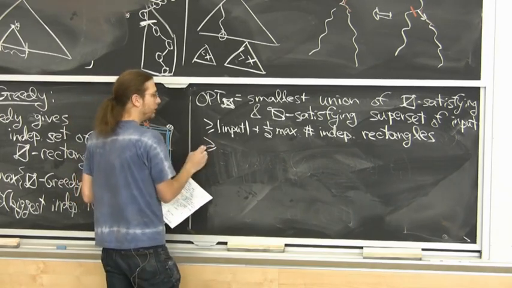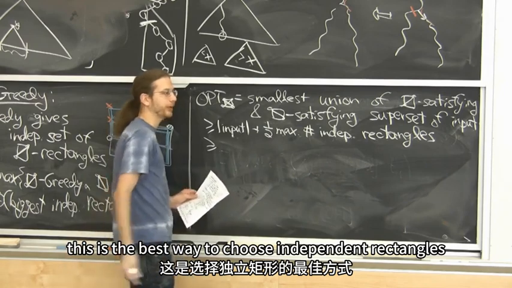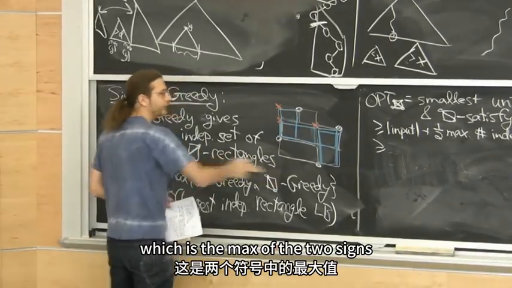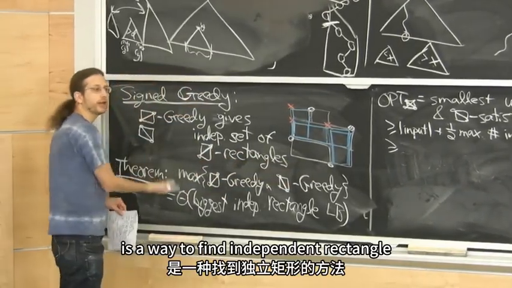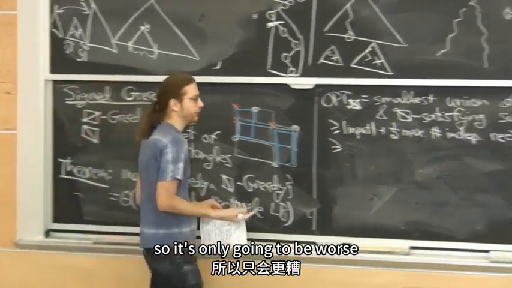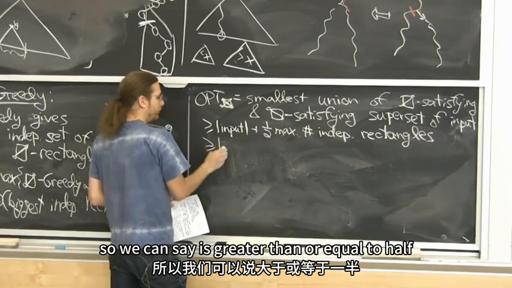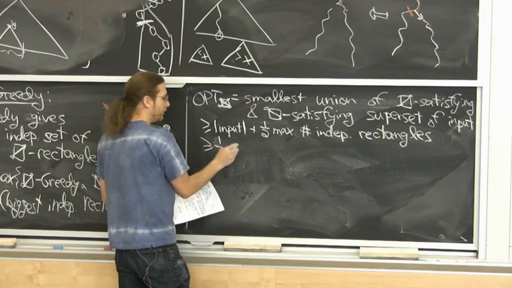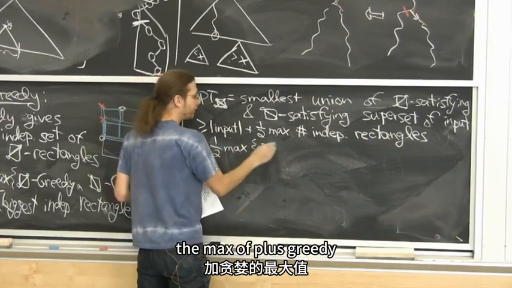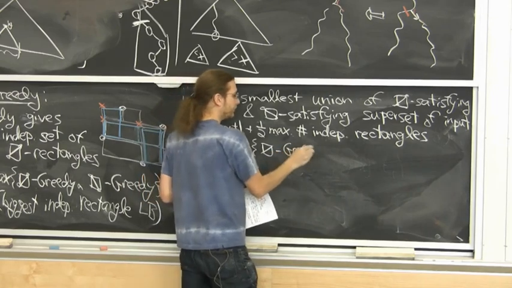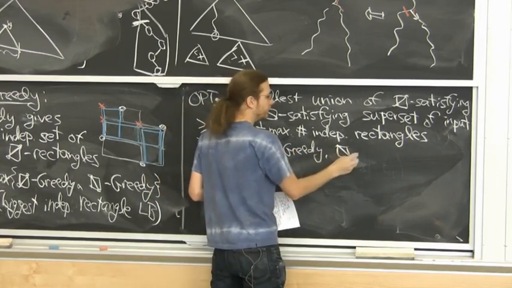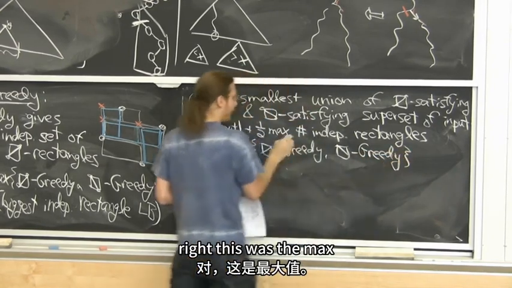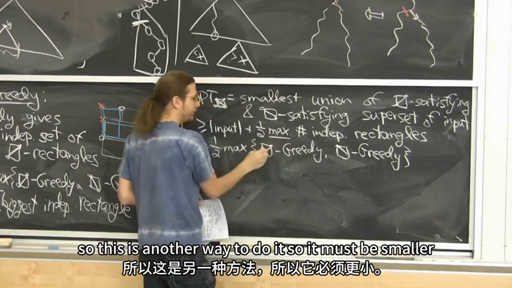Now, this is the best way to choose independent rectangles. Greedy, this kind of signed greedy, which is the max of the two signs, is a way to find independent rectangles. So it's only going to be worse. It's going to be smaller. So we can say it is greater than or equal to half the max of plus greedy and minus greedy. Right? This was the max. So this is another way to do it, so it must be smaller.